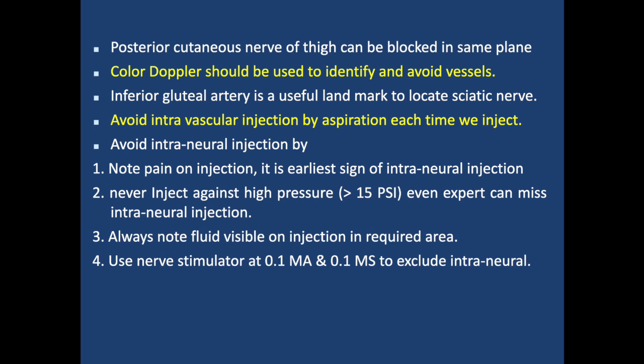Avoid intravascular injection by aspiration each time we inject. We avoid intraneural injection by noting the pain on injection. It is the earliest sign of intraneural injection in a non-sedated patient. We never inject against high resistance, more than 15 psi.